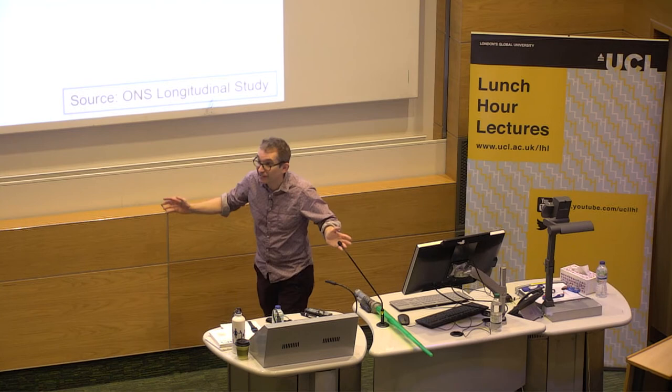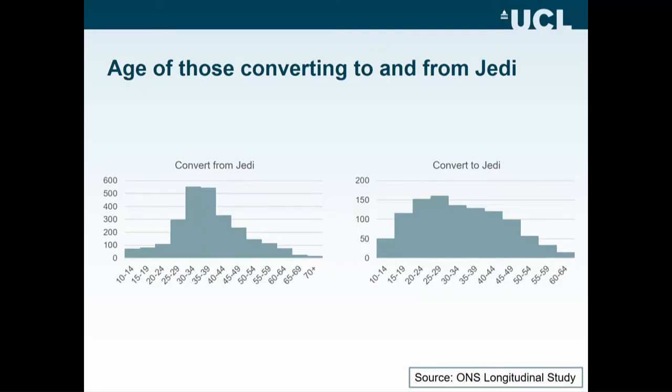Is this just about age? We can look at the age profiles of people converting to or from Jedi. On the left-hand side, we've got people converting over the period 2001 to 2011 from Jedi to something else. It might be to Christian, it might be to no religion, it might be to something else. And we can see that as being very tightly focused in terms of its age. People who were aged 30 to 39 in 2011, so they were 20 to 29 in 2001 when they said they were Jedi. They're the most strongly focused group of people converting out of the religion.